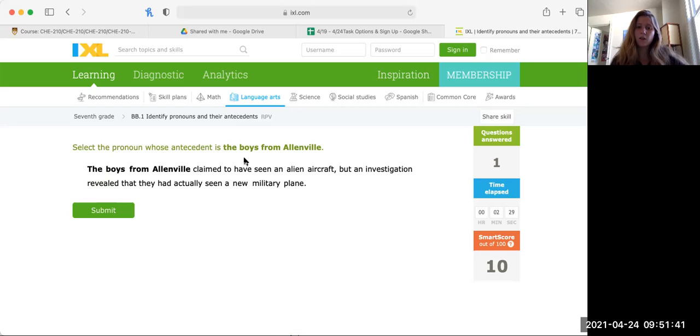The boys from Allenville claimed to have seen an alien aircraft, but an investigation revealed that they had actually seen a new military plane. We're going to select the pronoun whose antecedent is the boys from Allenville. Let's identify some pronouns in this sentence. There's actually only one pronoun in the sentence, and it's they, and that corresponds to the boys from Allenville, because that's the pronoun that you could use to describe those boys.